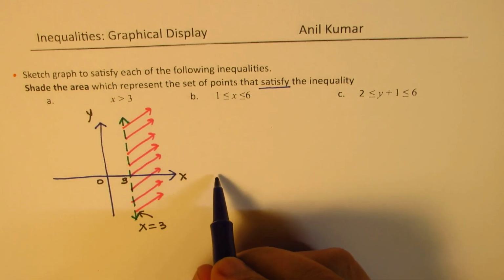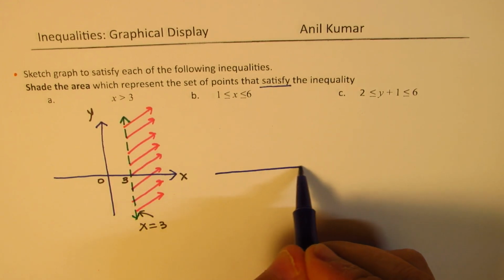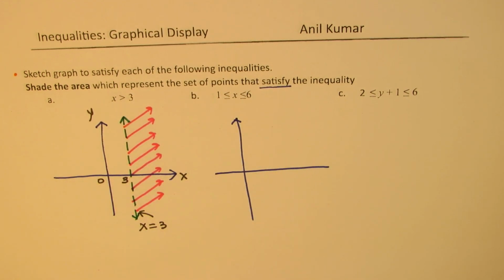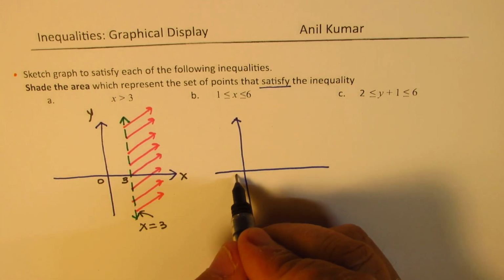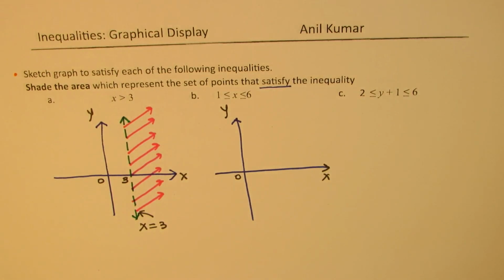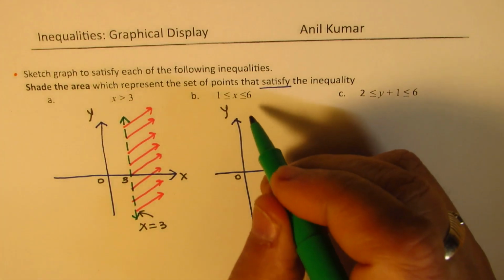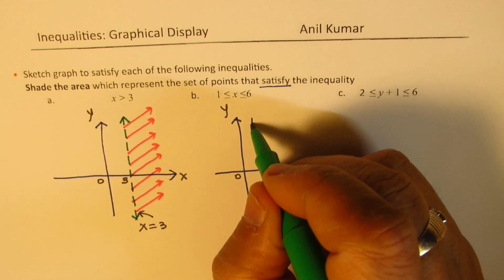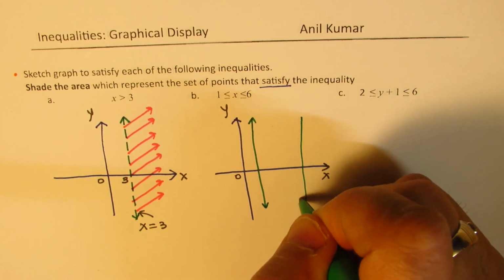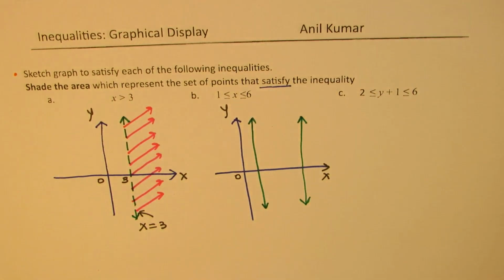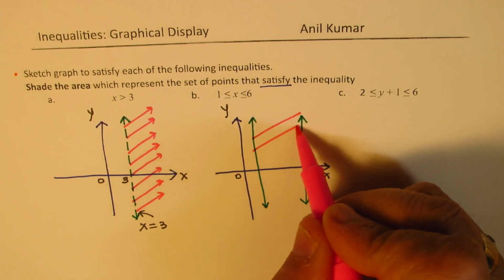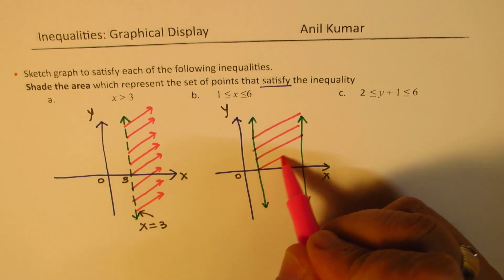X is between the 2 values, which is 1 and 6. Both are included, right? Both are included. So once again, that's our coordinate plane. Origin, x-axis, y-axis. Now x is between these 2 lines and both are included. So we'll have a solid line running through vertical, x equals to 1, and the other one, x equals to 6. And the region which is shaded is in between the 2. Right? So that is what is shaded.